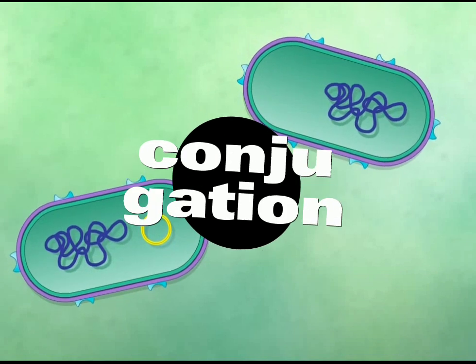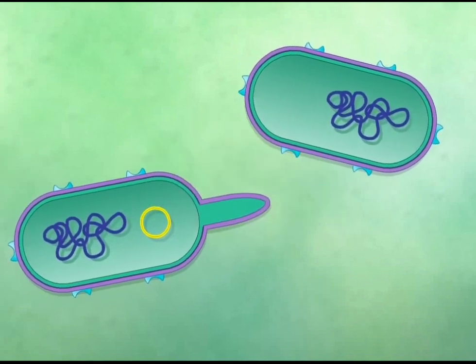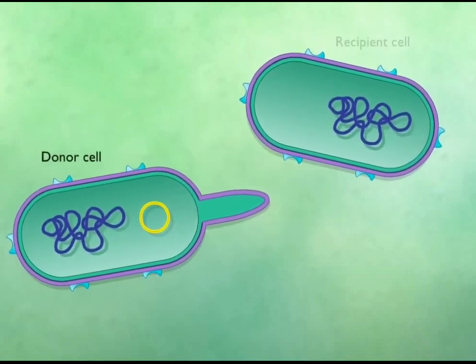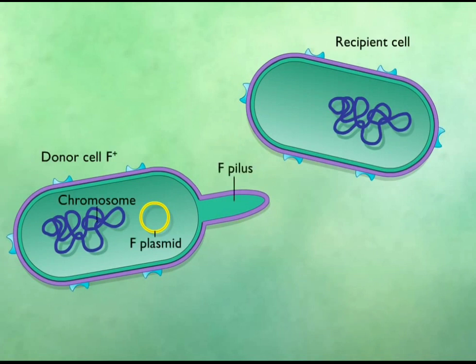Conjugation is a mechanism of gene transfer that requires direct contact between donor and recipient cells. F+ cells carry the F plasmid, enabling them to make an F pilus and act as a genetic donor. Recipient cells that lack an F plasmid are referred to as F-. The F plasmid encodes for the F pilus, a protein appendage that attaches the donor to the recipient cell.